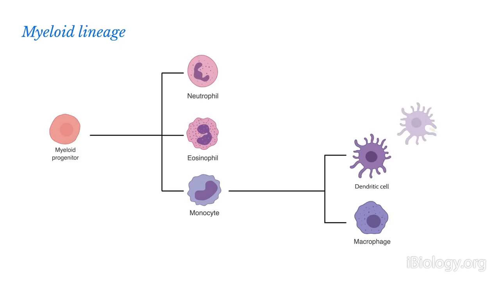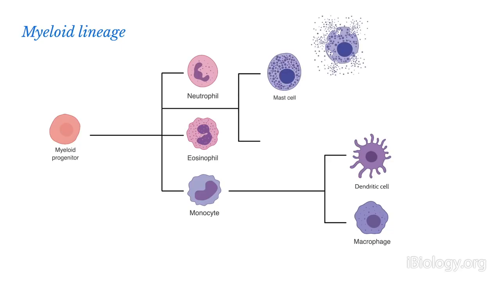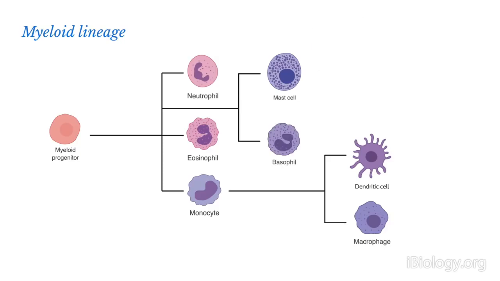Dendritic cells are a specialized type of phagocytic cell that bridges innate and adaptive immunity. Macrophages are tissue-resident phagocytic cells. They patrol the body and assist in cleaning up infection and activating other immune cells. Other cells that arise from the myeloid progenitor include mast cells, another type of granulocyte that are implicated in allergy, as well as basophils, which are a less well-understood cell type that is involved in the immune response to parasites.